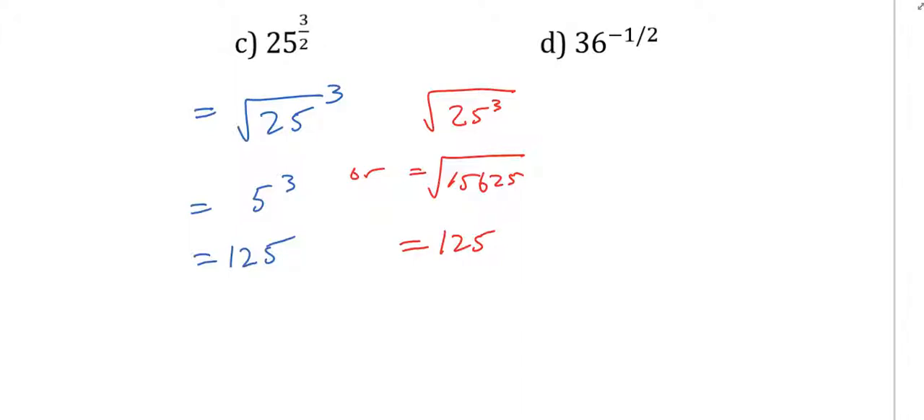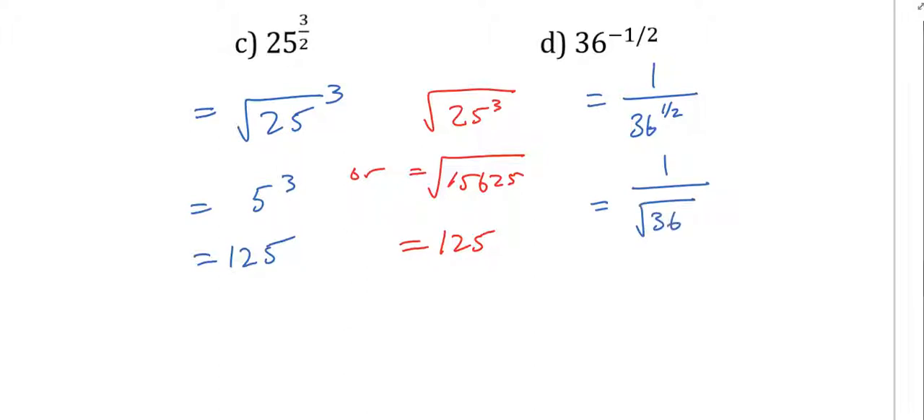36 to the negative 1/2. So we have to evaluate this as a fraction. What does the negative do? Review for our quiz. Yes, Nanette. Flips the 36, right? So this is like 1 over 36 to the 1/2, which is 1 over the square root of 36.